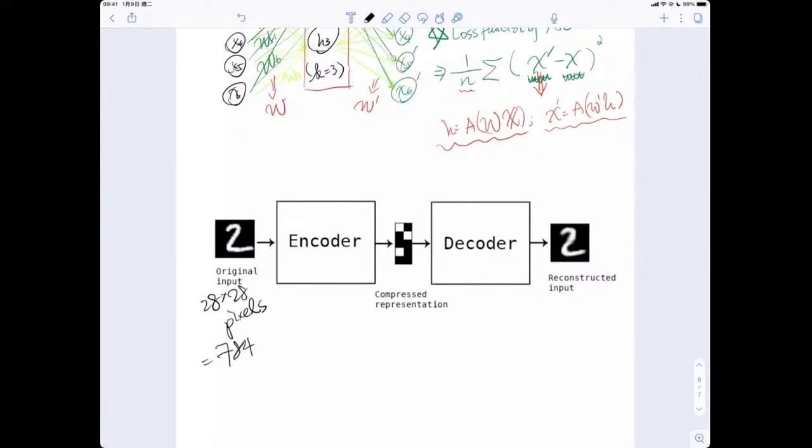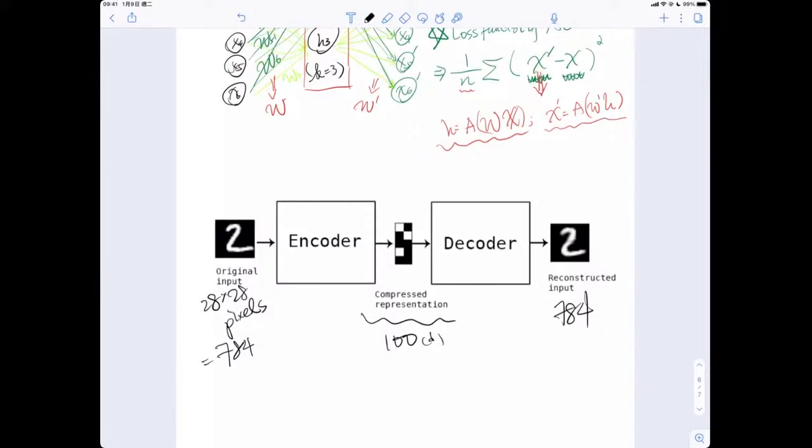Pixels. So originally we have 784 dimensions because the digit is 28 by 28. So we can compress. For example, usually we can try 100 dimensions right here, and we recover it to 784. So we have an encoder right here and a decoder right here, and the design of the encoder and decoder is not necessarily only one layer.